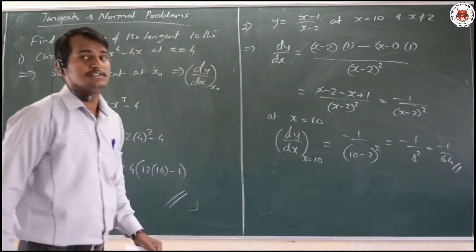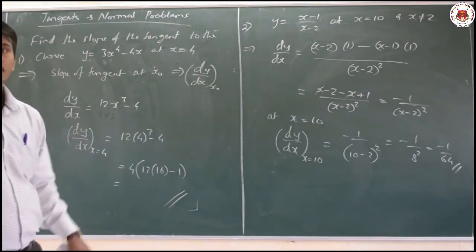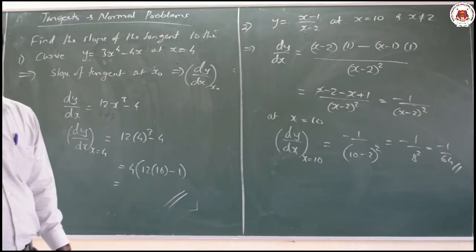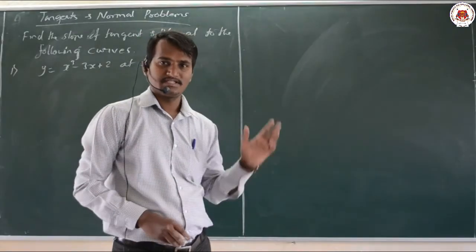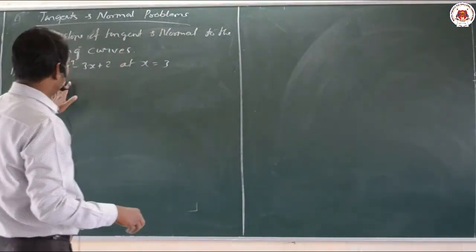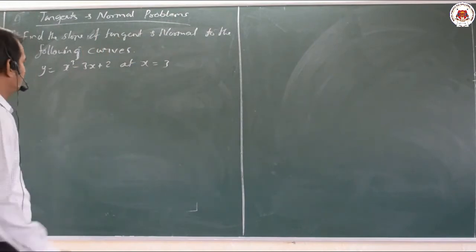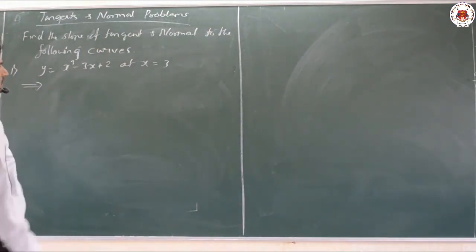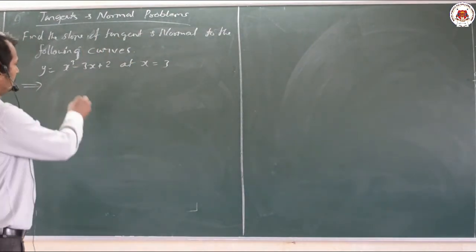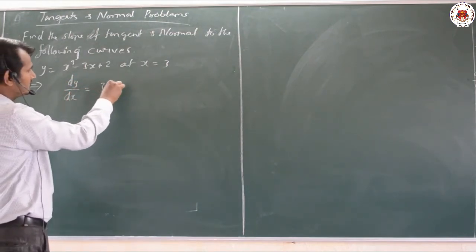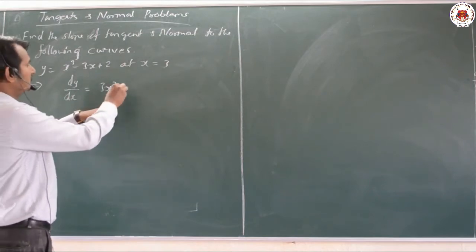Okay, dear students, before going to the next problem, please pause the video to note it down. Now let us move on with the next problem, that is find the slope of the tangent and the normal to the following curves. The first one is y is equal to x cube minus 3x plus 2. So now differentiate: dy by dx equal to 3x square, since x cube differentiation is 3x square, minus 3.